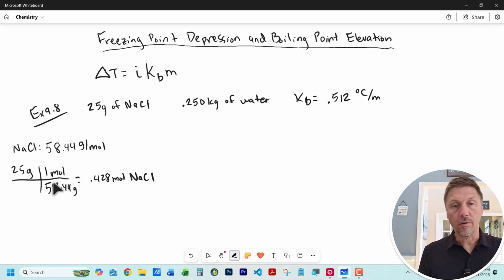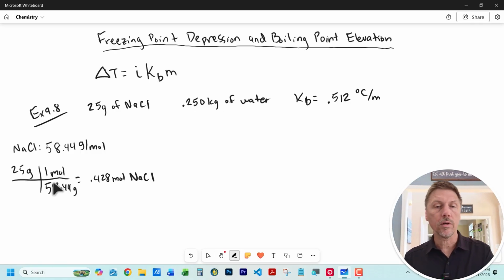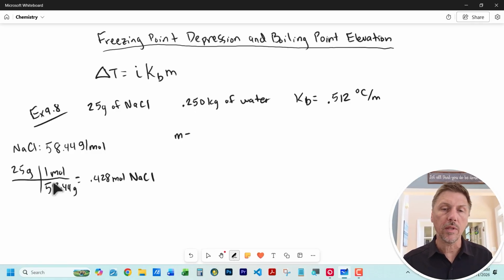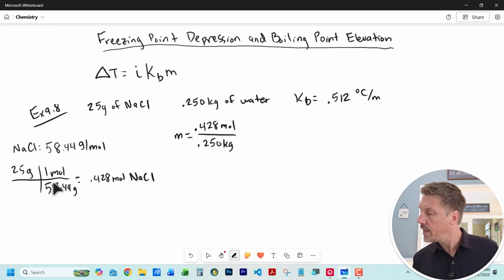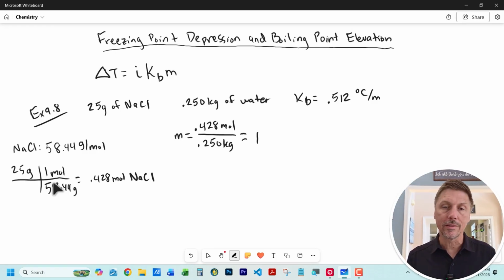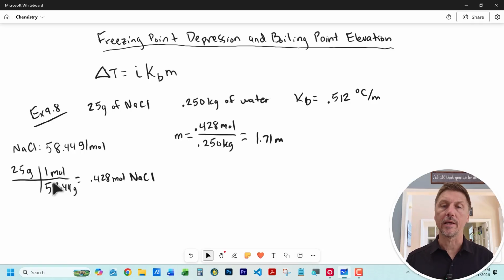And we've already calculated the kilograms of our water, so now let's go ahead and calculate what molality would be. Molality is the moles of the solute, which we just calculated to be 0.428, divided by the kilograms of the solvent, which we have already calculated, 0.250 kilograms. And we do the math for that, and we get 1.71 as our molality. And then we're just going to plug that in.